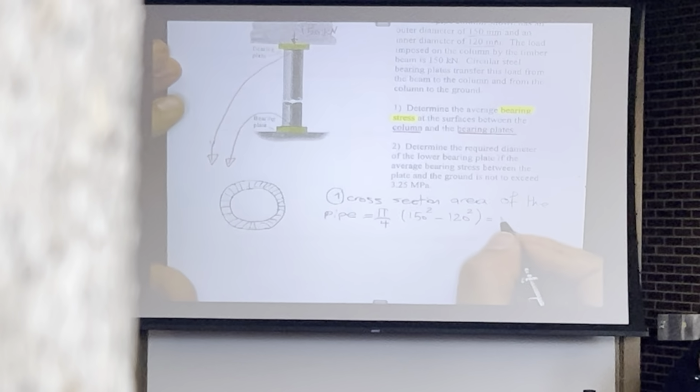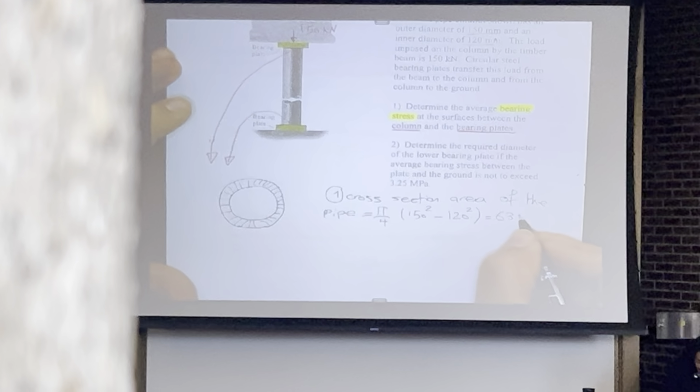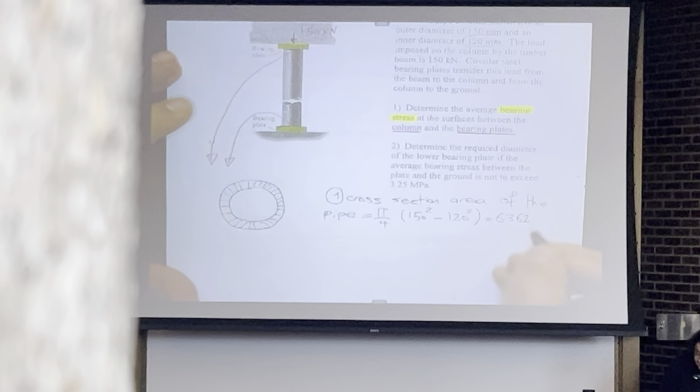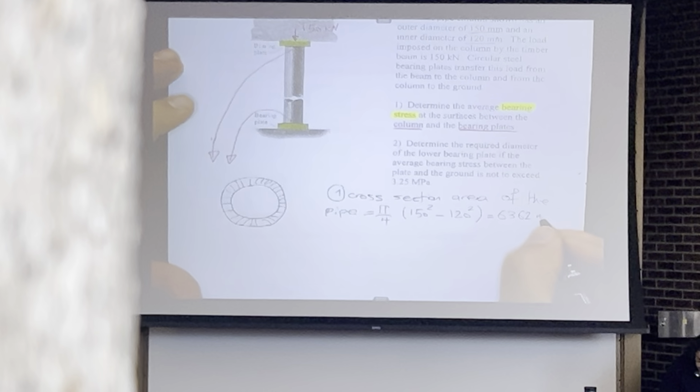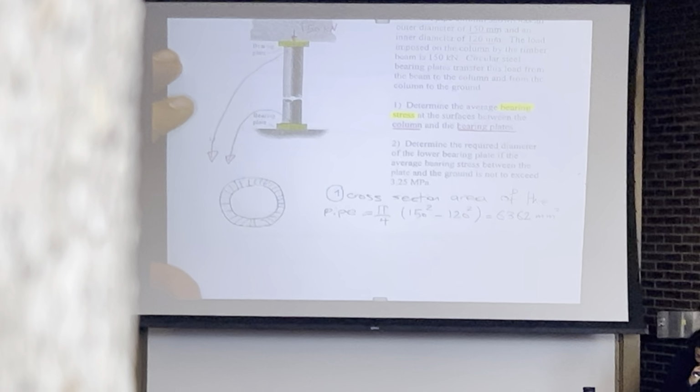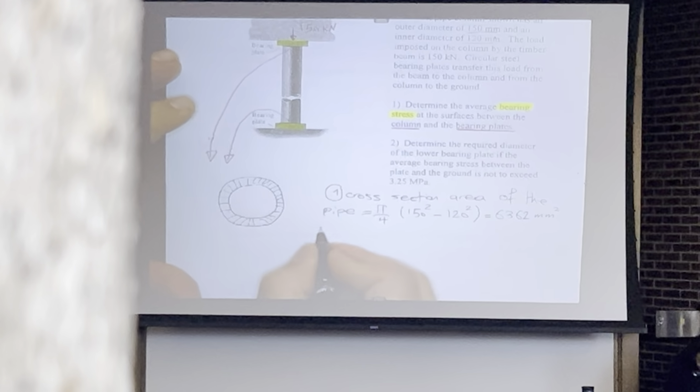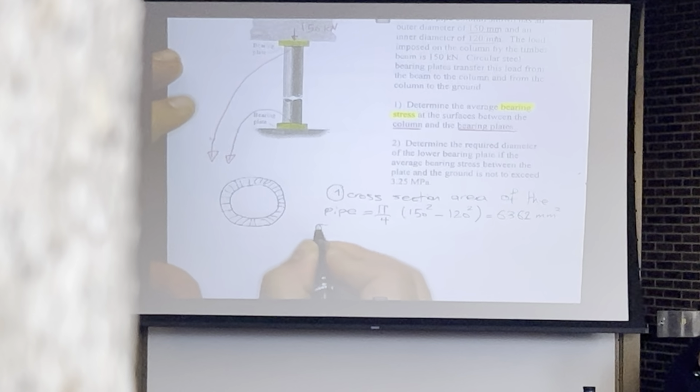6,000. Thank you so much. So the area is going to be 6,362, right? Yeah. And the unit is going to be millimeter squared. Thank you. So how can I calculate the bearing stress?